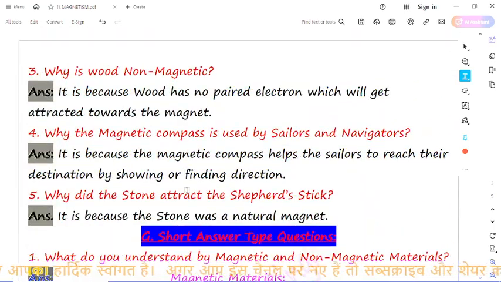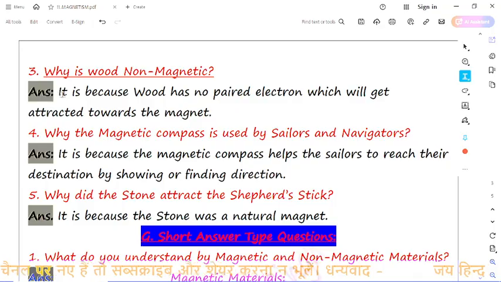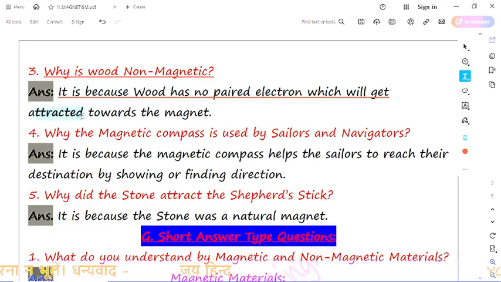Now the third question is, why is wood non-magnetic? The answer is that wood has no paired electrons which would get attracted towards the magnet, meaning it has no free electrons.